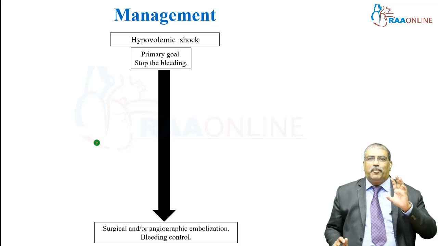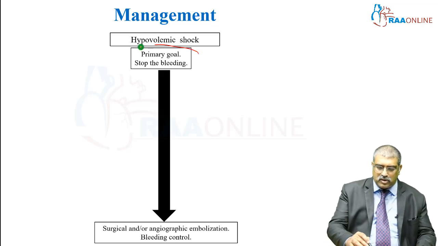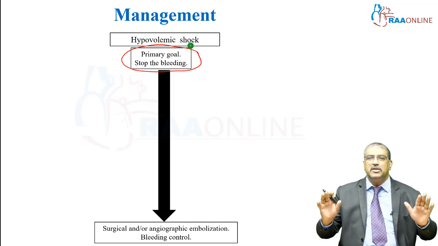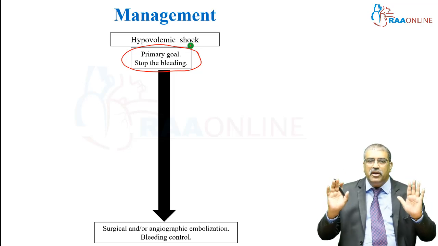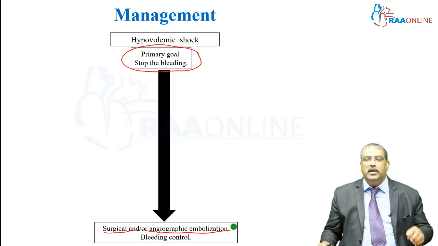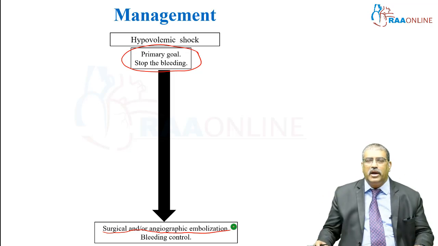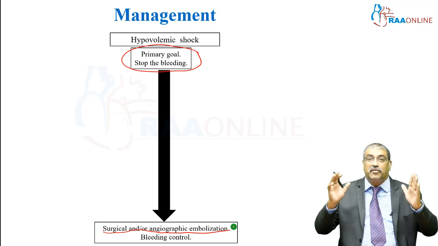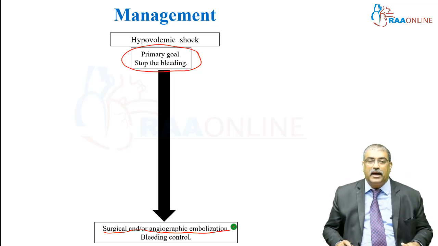Here the primary goal is to stop the bleeding or stop the fluid loss. Whatever happens, you have to stop the volume loss. In case of surgical bleed, you have to take care of the bleeding. You have to control the bleeding, or sometimes the extreme step of angiographic embolization of that bleeding vessel can be done.